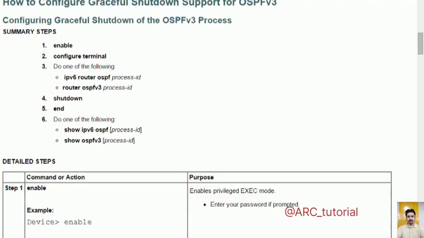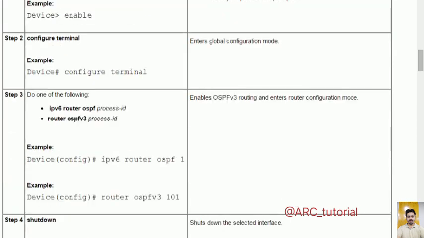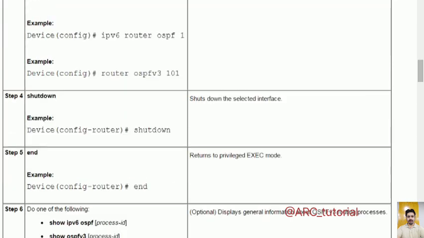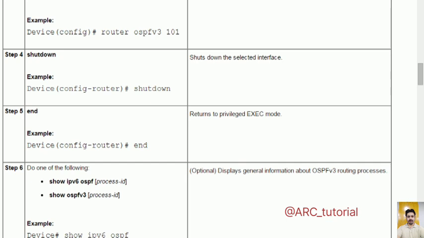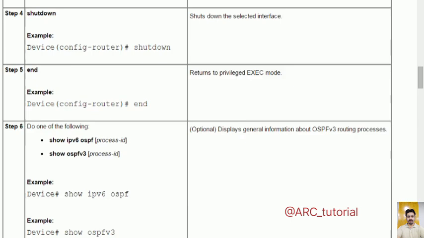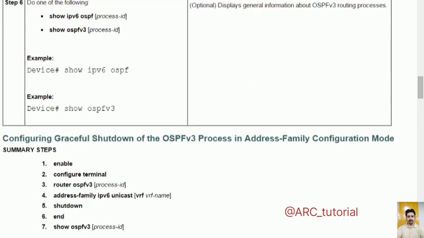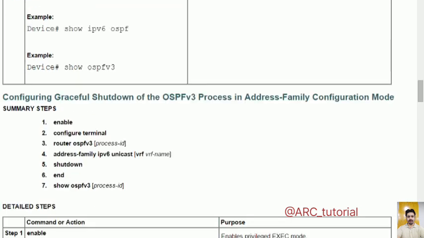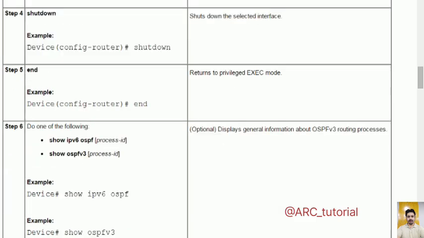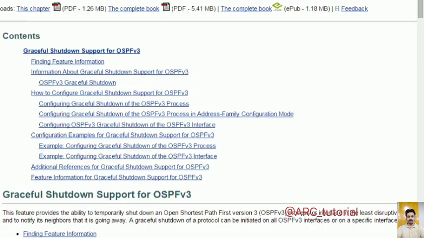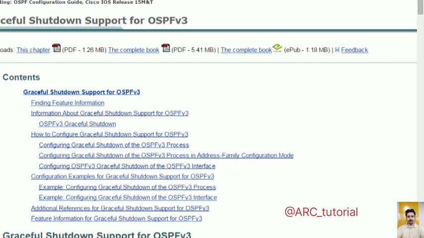To enable this feature, it's very simple. It is actually enabled by default, so you are not required to enable it. You simply say shutdown inside the router mode, and you will see that neighborship at the other end goes down immediately. The neighbor will not wait for the expiration of that interval. It will immediately notify its neighbor. Simple. So this is called graceful shutdown in OSPF.